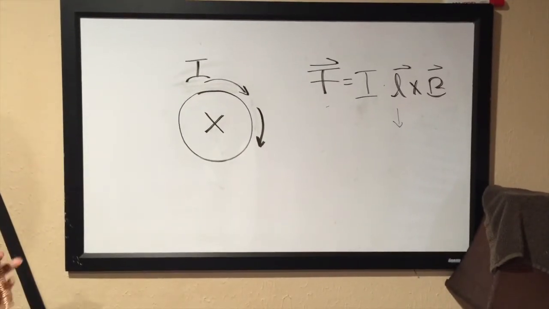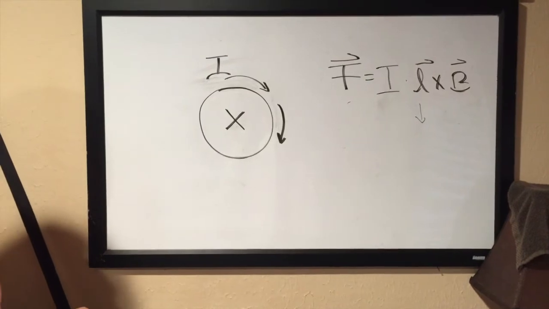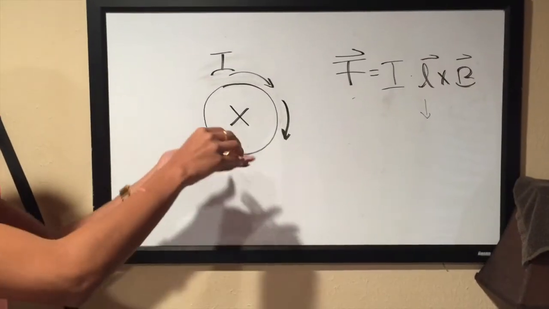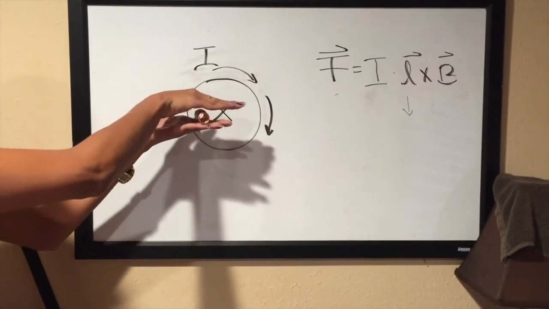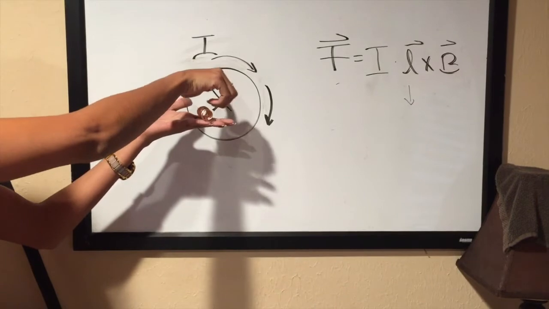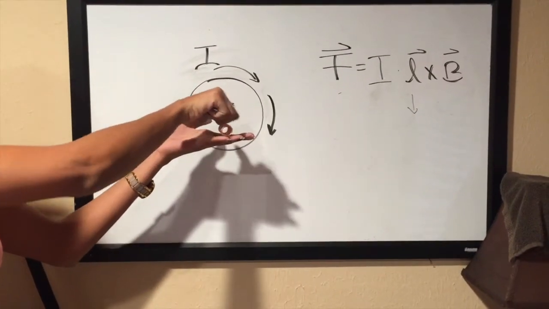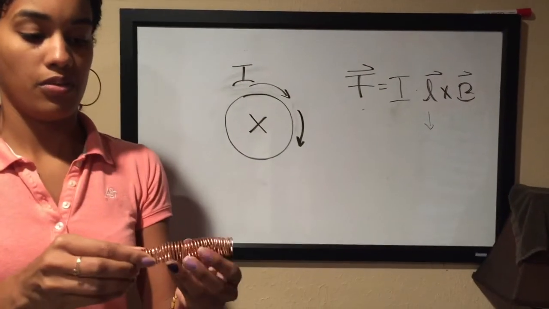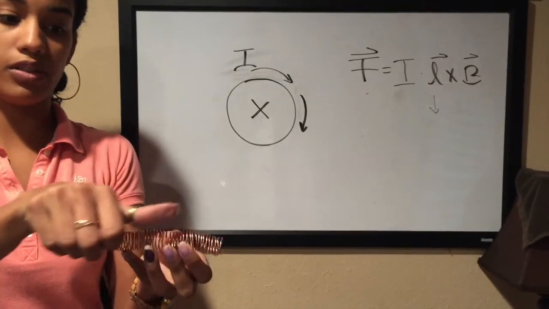We can say, by using a second version of the right-hand rule, that in this case our L would be pointing with our fingers going towards the center where our magnetic field is, and our force going inside. So if we see it like this, we have our L going towards the center of the magnetic field and the force will go inside.